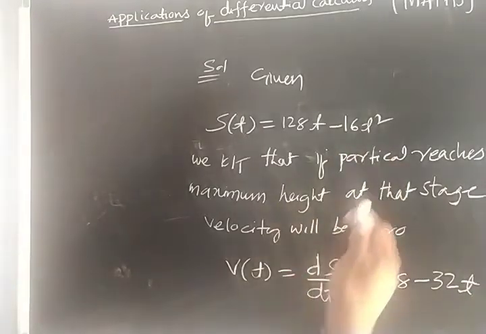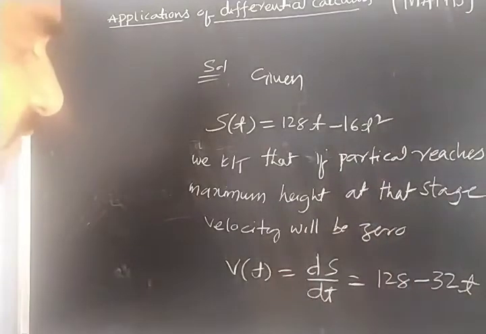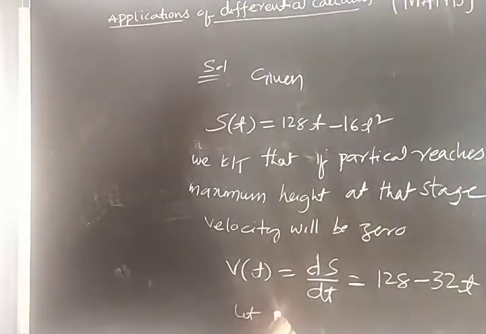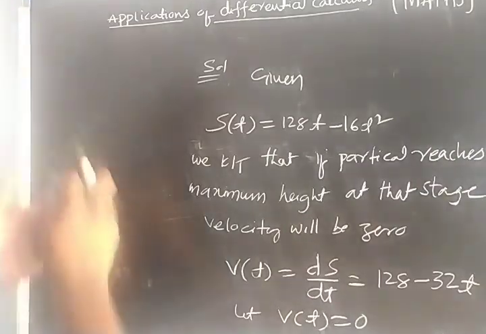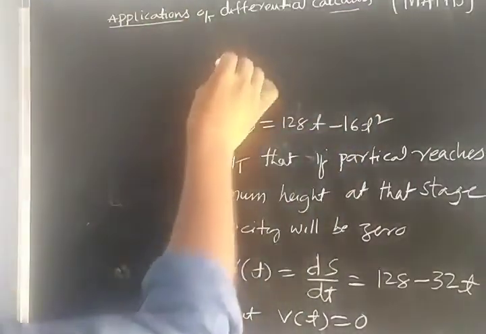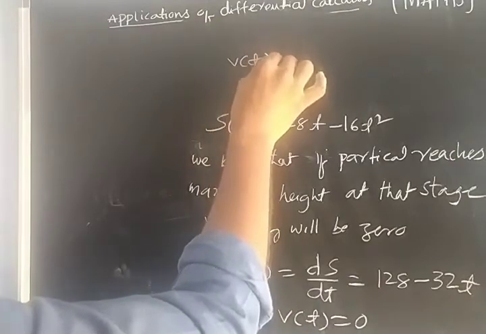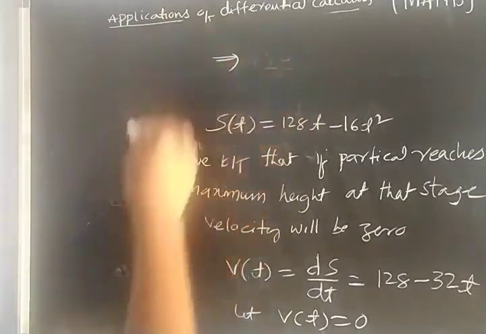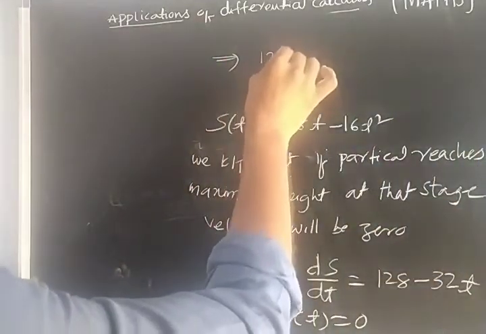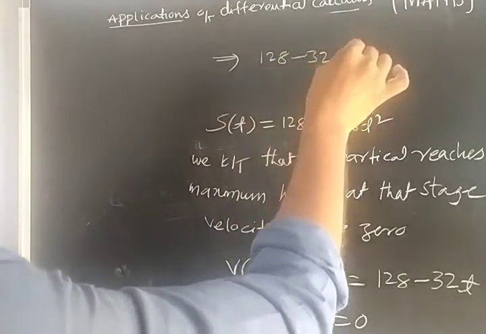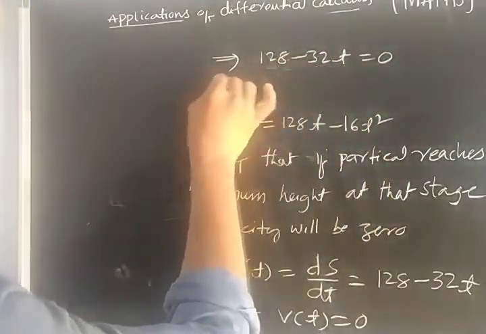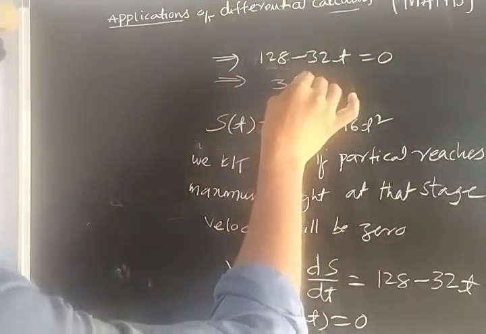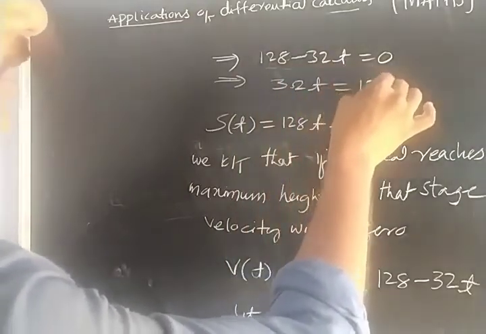At the maximum height, if the particle reaches maximum height, velocity will be 0. So I am taking velocity equal to 0. Let V of t equal 0. If V of t equals 0, then 128 minus 32t is equal to 0. From this we can get 32t is equal to 128.